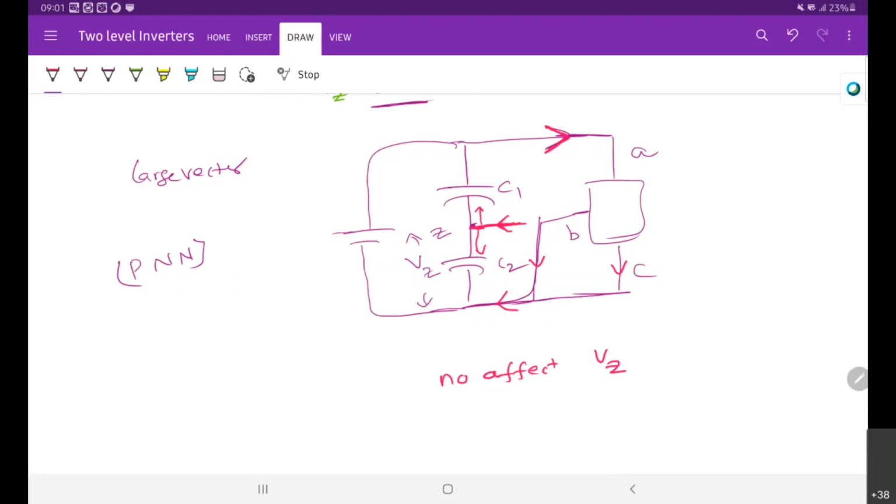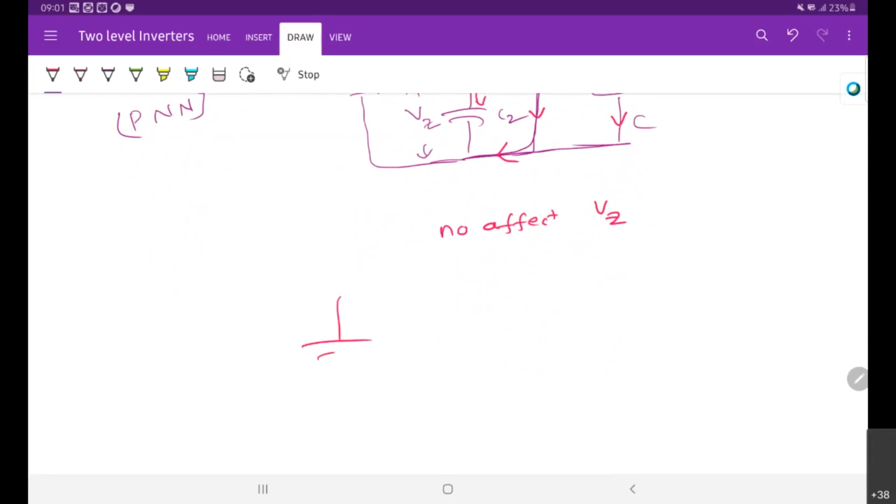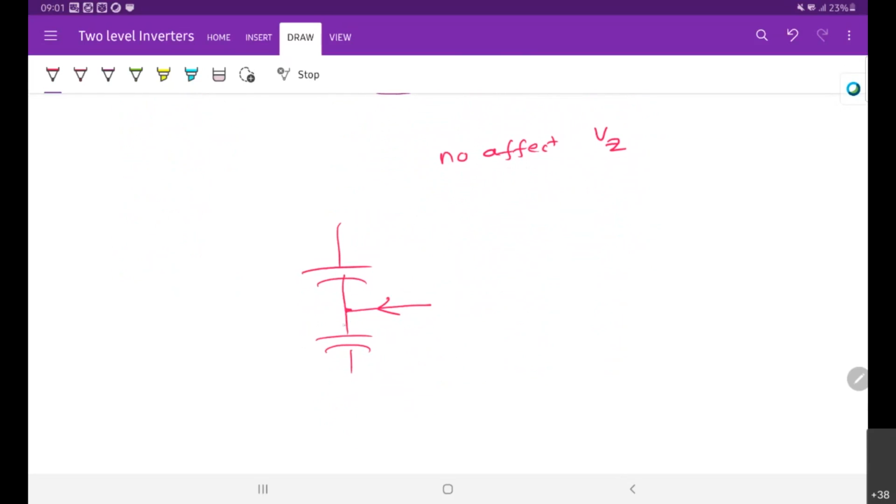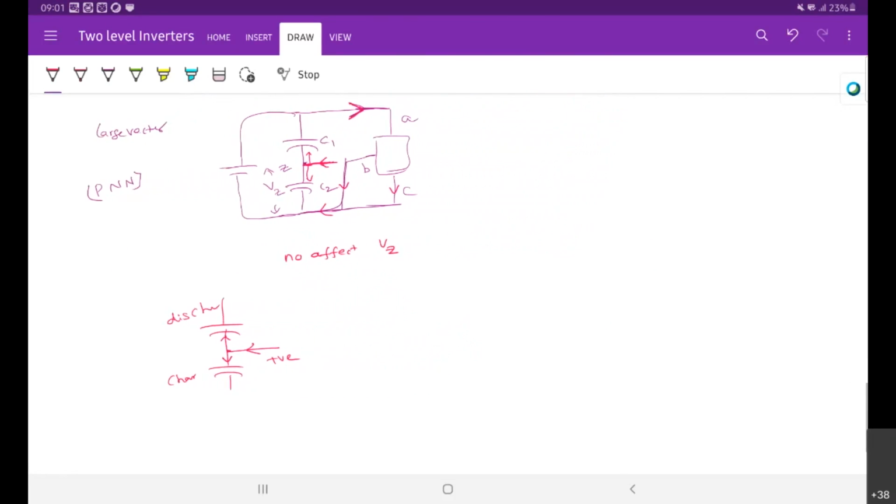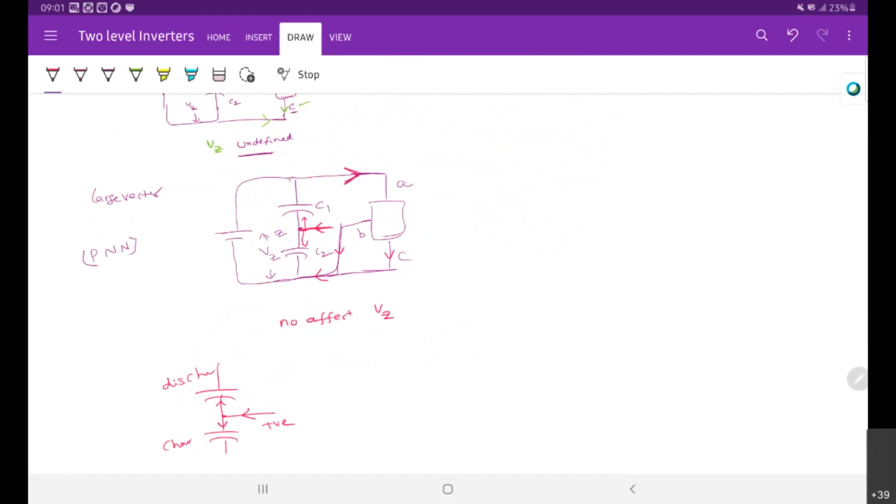VZ. Clear? So whenever there is a current flow in this VZ, there are two options: either the current goes in this direction, or in this direction. If this is the direction, this capacitor is charging. If this is the direction, this capacitor is discharging for positive current. For negative current, the scenarios are interchanged. Is that clear? Both capacitors are in series, so both are feeding the load.